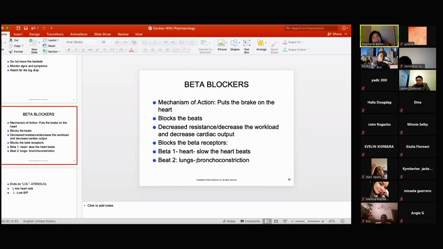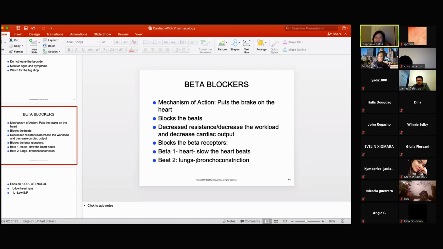As an antihypertensive, beta receptor 1 would have been good already, right? But unfortunately, it also has to block beta receptor 2, which is in the lungs. And by blocking that, it causes bronchoconstriction. Something that you have to remember for beta blockers.